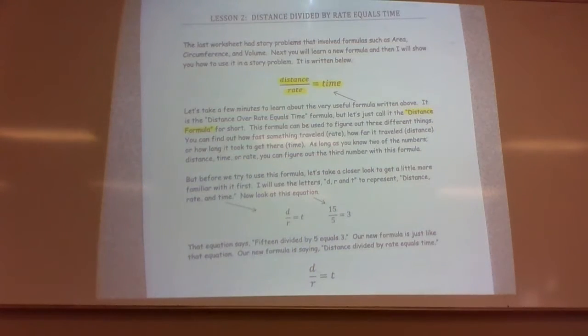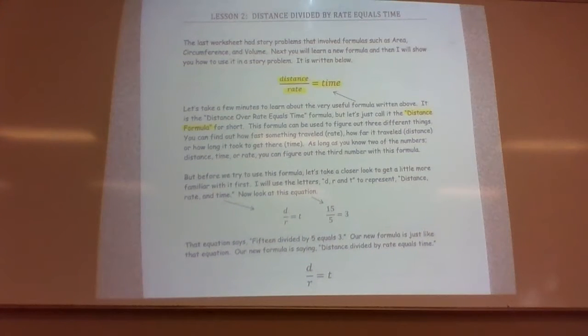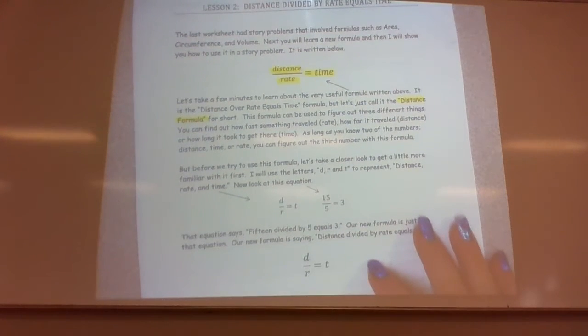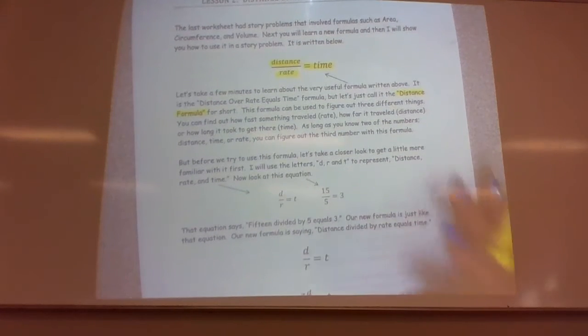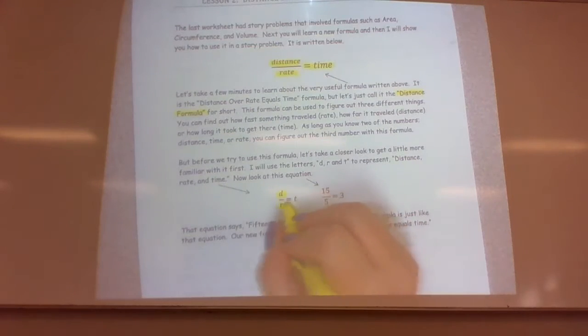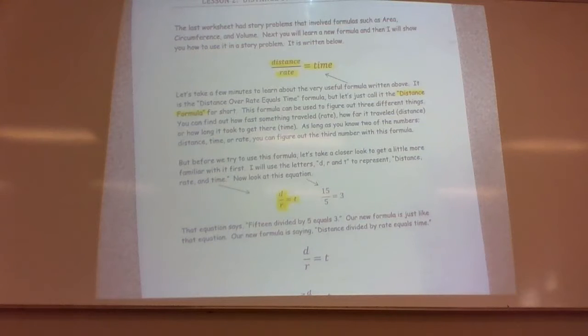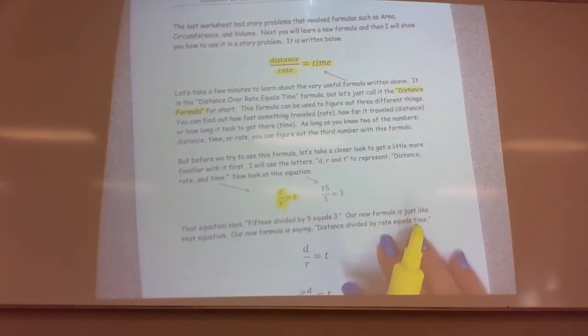And it can be used to figure out three different things: how fast something traveled, how far it traveled, and how long it took to get there. And as long as we know at least two of these variables, we can figure out the third number with this formula, which was the whole point of this lesson, okay? So we're going to shorten it, and they've done this here, to distance d over r, or d divided by r, equals t. Okay, and that's the same thing that we've been doing.